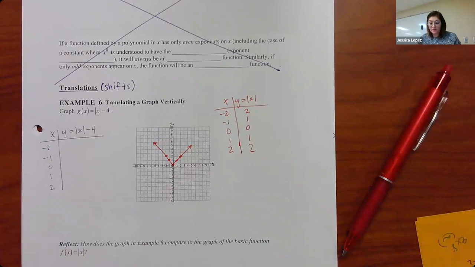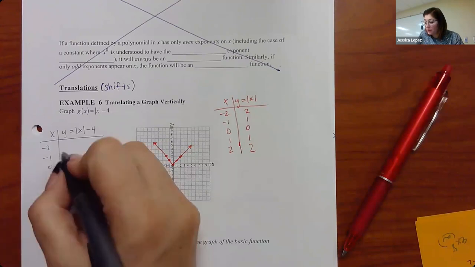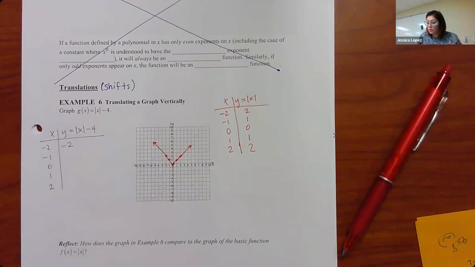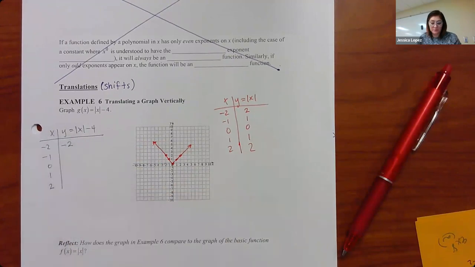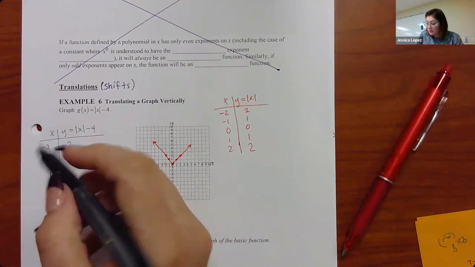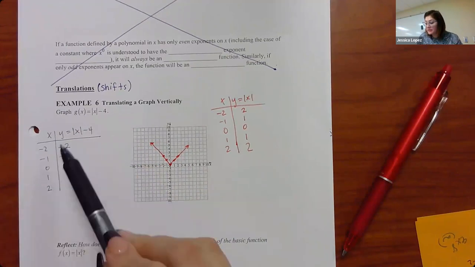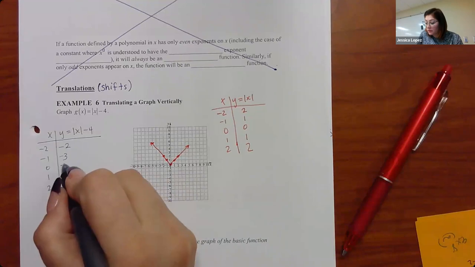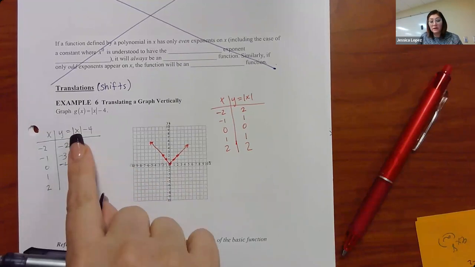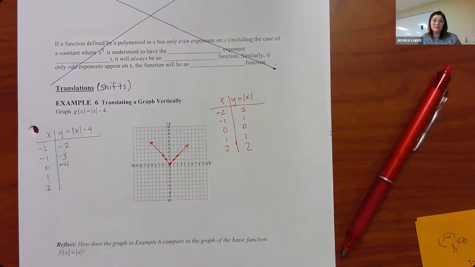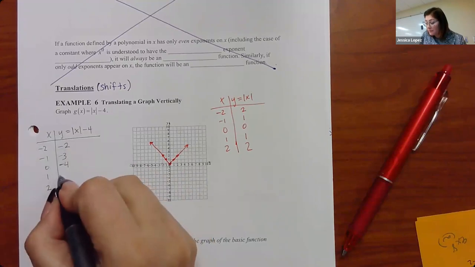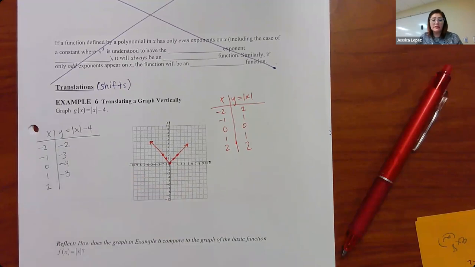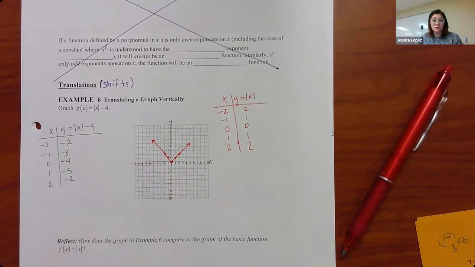So when I take the absolute value of negative 2, I get positive 2. But then if I subtract 4, I end up with negative 2. When I take the absolute value of negative 1, it becomes 1, but take away 4 gives me negative 3. When I take the absolute value of 0, I get 0, but take away 4 gives me negative 4. I plug in 1, the absolute value of 1 is still 1, but take away 4 gives me negative 3. And then the absolute value of 2 is still 2, but if you take away 4, you get negative 2.